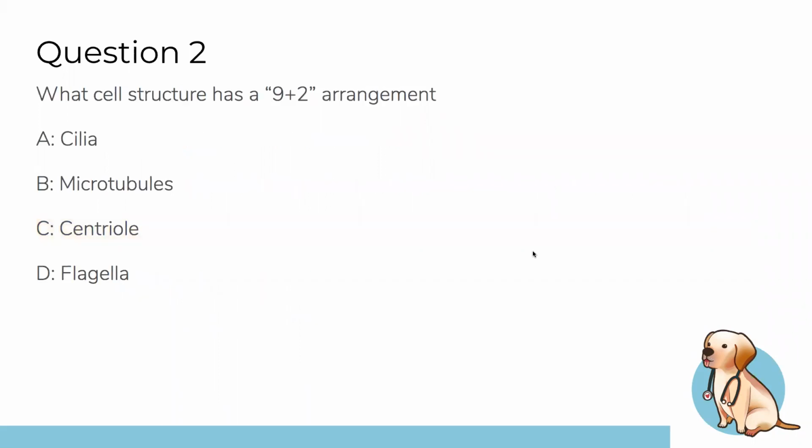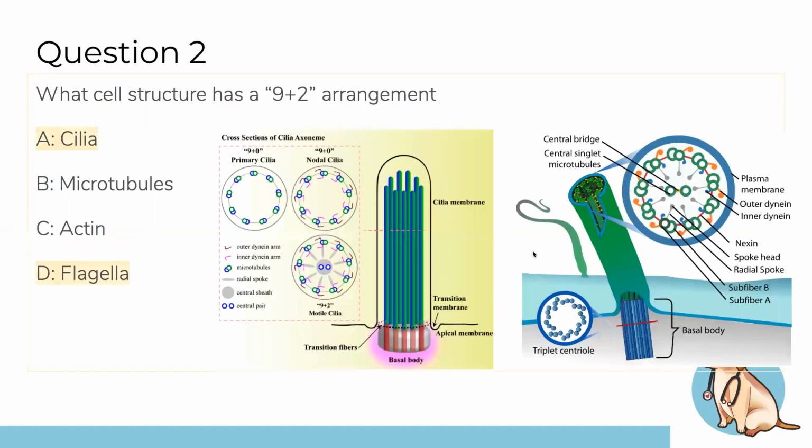Question 2. What cell has a 9+2 arrangement? I'll give you 15 seconds or something. Yeah, cool. So the answer is flagella, but also cilia. Awesome.